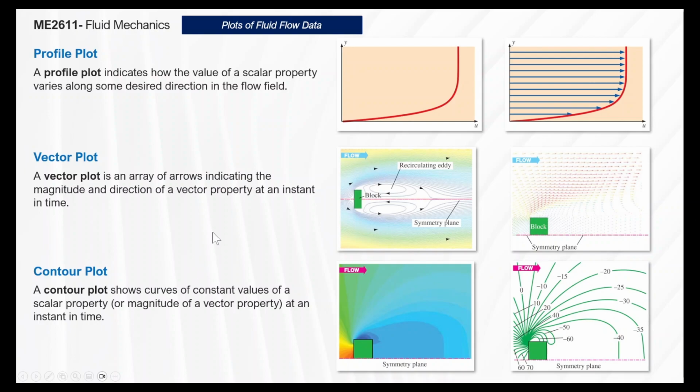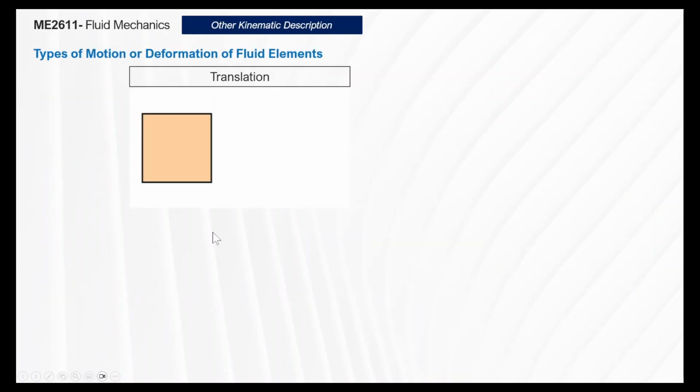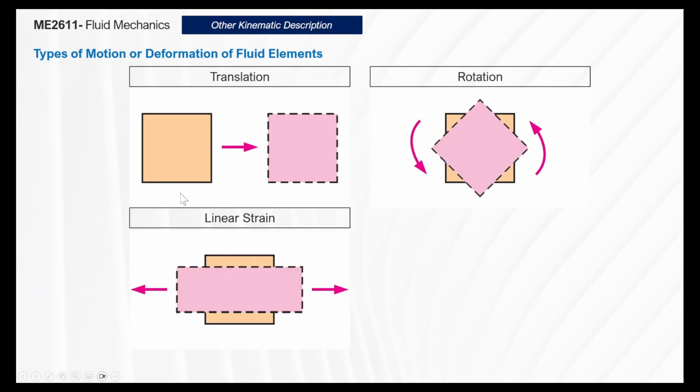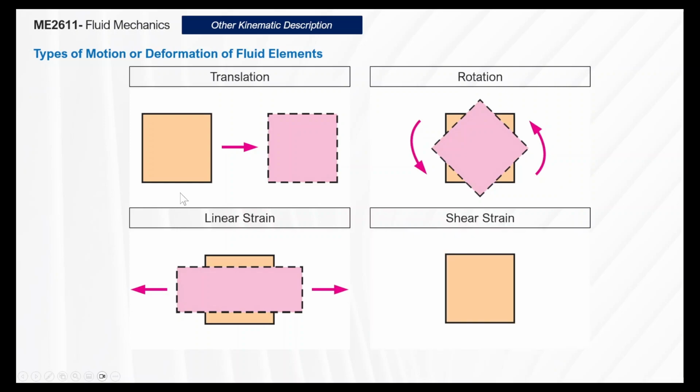Okay. Of course, just like solids, fluids also experience deformation of fluid elements. We have translation, meaning it just moved from one point to another. We have rotation, where it rotates. Linear strain. And then your shear strain on an angular level.